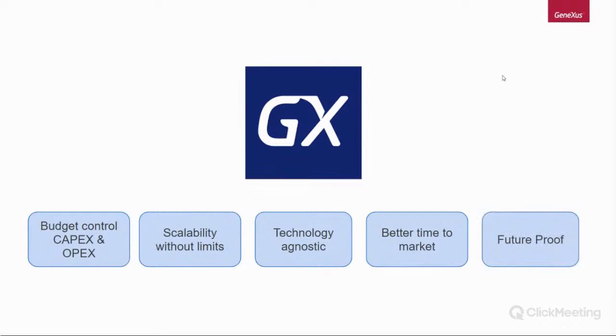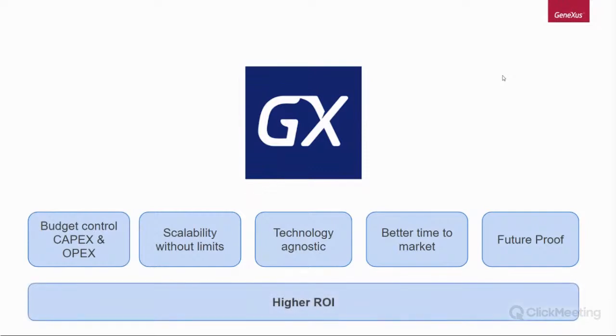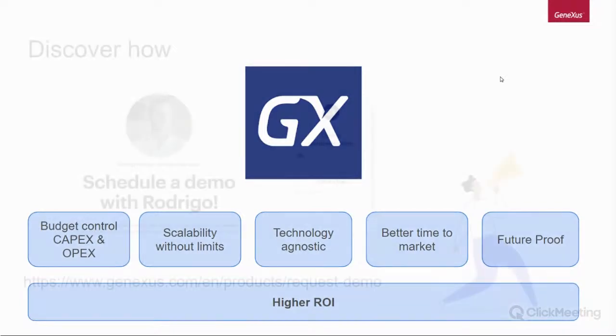And the most important of them all is that Genexus is future-proof. Genexus will allow us to evolve and maintain the software that we have created through time, without having to incur additional expenses, because all the knowledge that we have put into a Genexus project will carry on through time. And all of these 5 things that I mentioned are things that contribute to having a higher ROI when making an investment on a low-code platform.